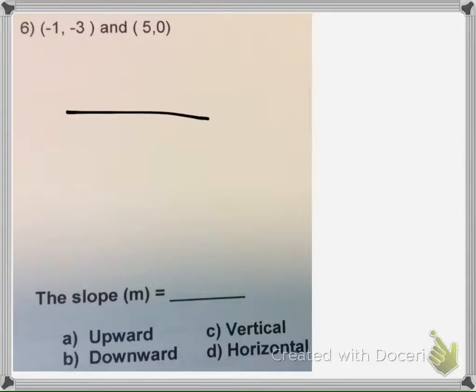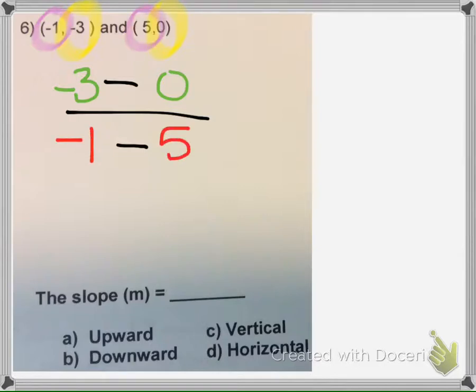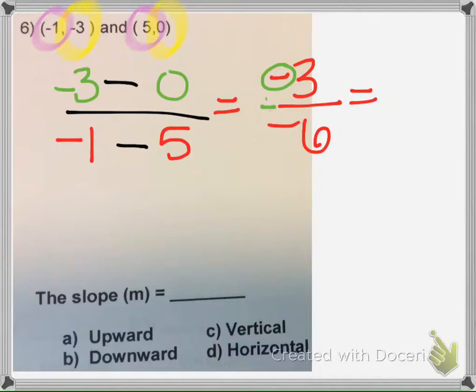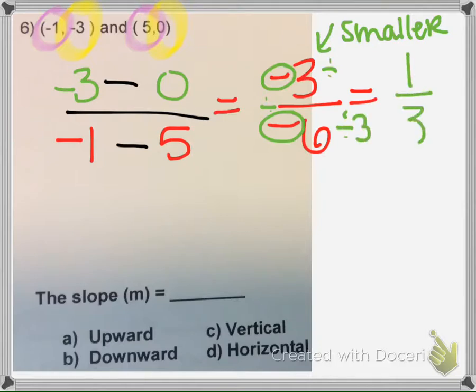Okay, let's go ahead and check this one here. So we're going to take our y values and subtract them. And then we're going to take our x values and subtract them. And here we have a negative divided by a negative, which we know is a positive. And since the smaller number is on top here, we know that 3 divided by 6 is a decimal. So we're going to simplify the fraction to 1/3. So the slope is positive 1/3.